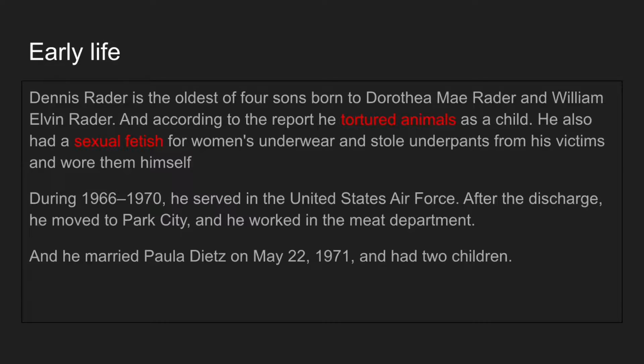Dennis Rader is the oldest of 4 sons in his family, and according to the report, he tortured animals as a child. He also had a sexual fetish for women's underwear and stole underpants from his victims and wore them himself. And then, in 1971, he got married and had 2 children.